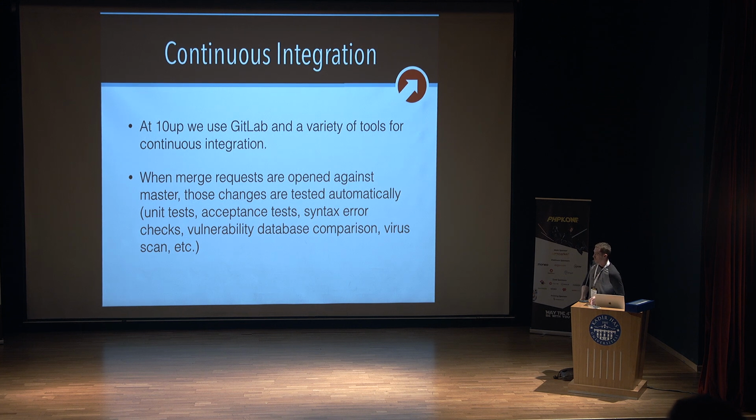Continuous integration is an important part of how we do things at 10up. Like I said, we use GitLab, and we use a variety of tools with GitLab for continuous integration. But in GitLab terms, when a merge request is open against master, those changes are tested automatically. Unit tests, acceptance tests, syntax errors. There's a WordPress vulnerability database. We can compare all the plugins that you've listed in your composer.json and reference those to the vulnerability database to see if there's any major flags for the versions that those plugins are using. We even do virus scans, so we can do all that via GitLab and continuous integration.